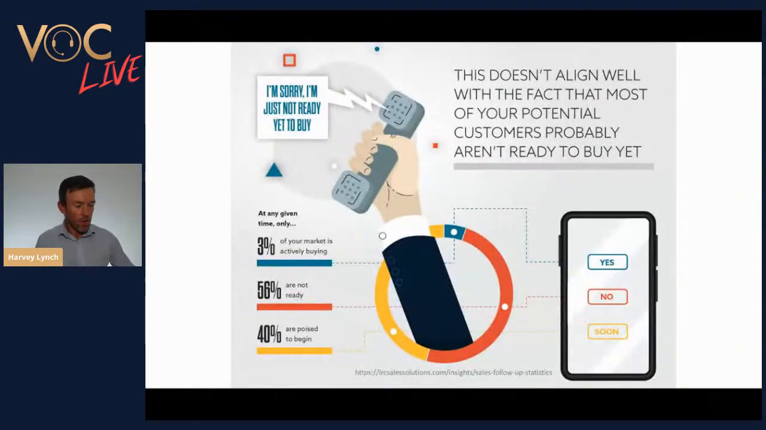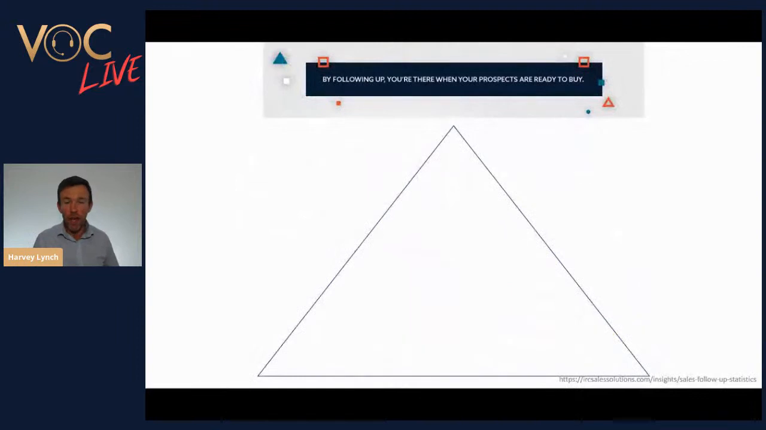56%, according to my snazzy infographic here, are just not ready to buy today. They may be ready in 3 months, 6 months, 12 months' time. And then the other 40% are not even poised to begin yet, right? So they're going to be ready soon, okay? So I'll just show you on a graph now what I mean by that. By following up, you're there ready when your prospects are, okay?